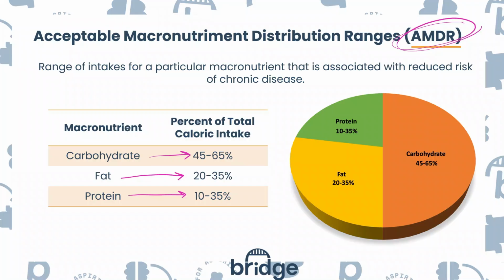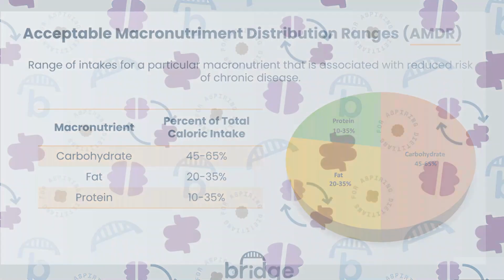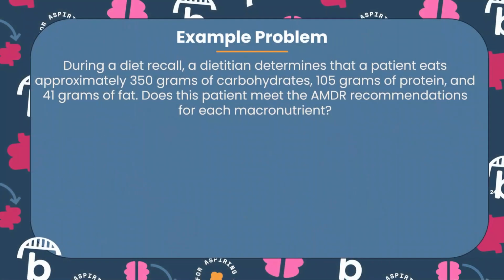Once we calculate a person's total energy needs, usually based on ideal body weight or measured caloric expenditure, we can use the AMDR to determine how many calories and ultimately how many grams should come from each macronutrient. This involves percent and dimensional analysis, the very two skills we emphasize here at Bridge. So, without further ado, let's try a practice problem.